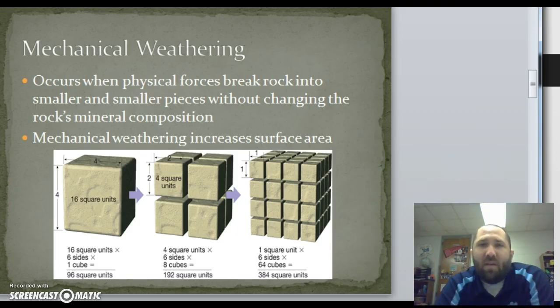Mechanical weathering is done by physical forces, and they break the rock into smaller pieces, increasing the surface area, which then in turn increases the rate of weathering. The more surface area there is on a rock, the faster it can be weathered, because it is more open to all of the elements.